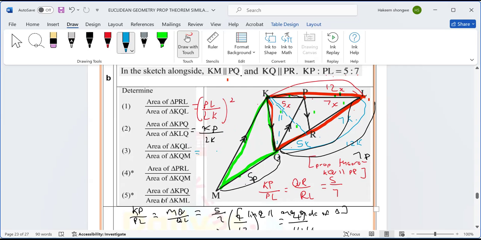is going to equal QL all over the bottom one, whose base is MQ.